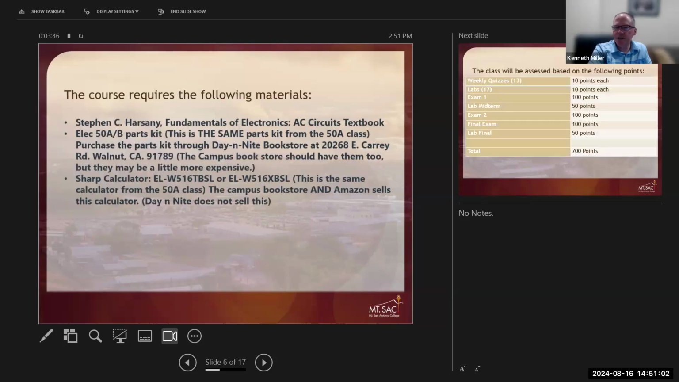You do need to purchase the following equipment or required materials: the textbook, which is this textbook here, the Fundamentals.